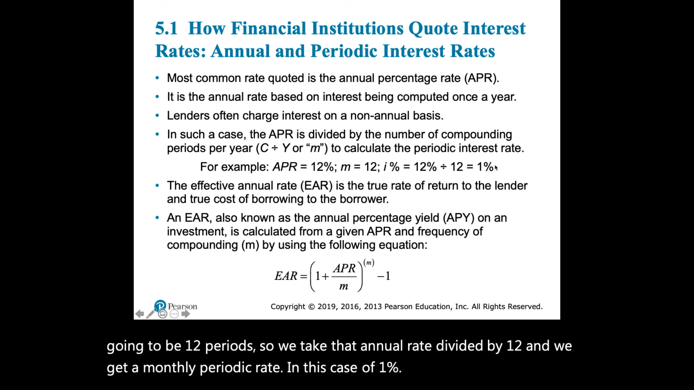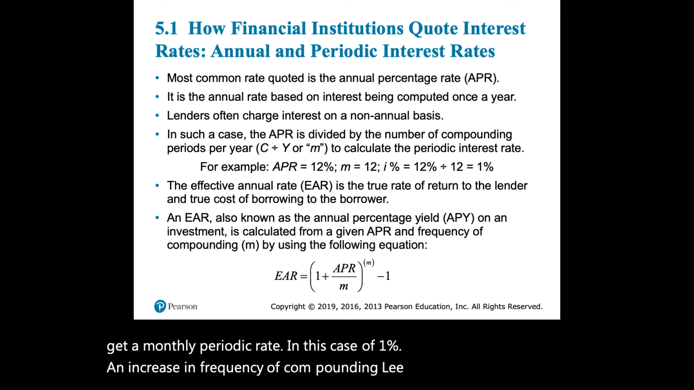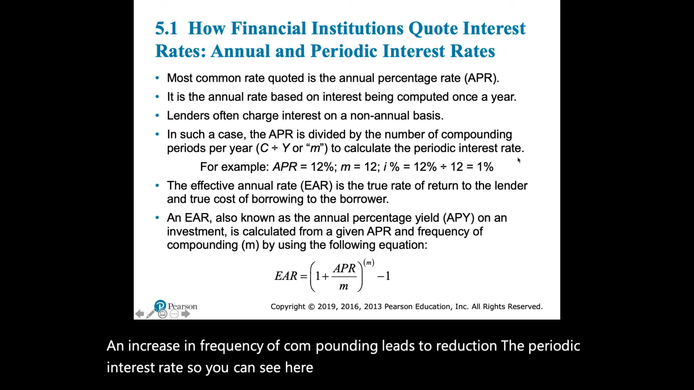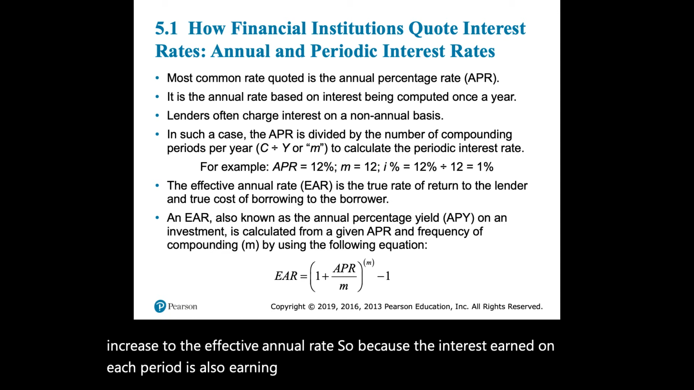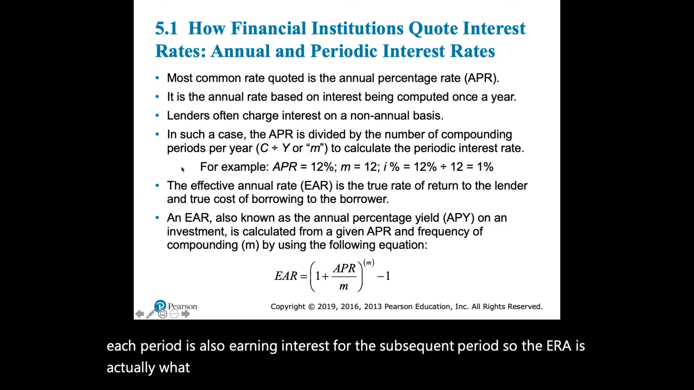Now, an increase in frequency of compounding leads to a reduction in the periodic interest rate. So you can see here, it's dropped down to 1%. But there's an increase to the effective annual rate, because the interest earned on each period is also earning interest for the subsequent period. So the EAR is actually what we're truly earning. It's the true rate of return to the lender and the true cost of borrowing to the borrower.